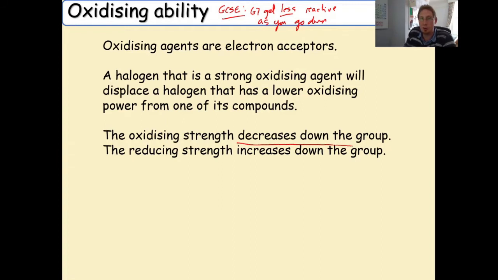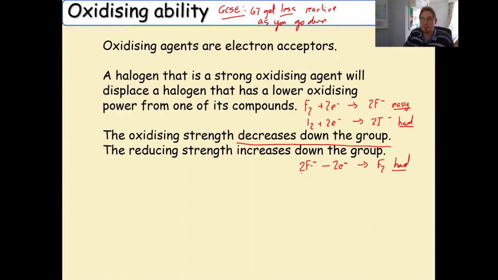Oxidizing strength decreases down the group. So a fluorine molecule picking up 2 electrons and forming 2 fluoride ions, that's easy. But iodine picking up 2 electrons going to 2 iodides, that's much harder. So oxidizing strength decreases down the group, but the reducing strength increases down the group. So 2 fluorides giving up 2 electrons to form fluorine, that's very hard. But 2 iodides losing 2 electrons to form iodine, that's much easier.